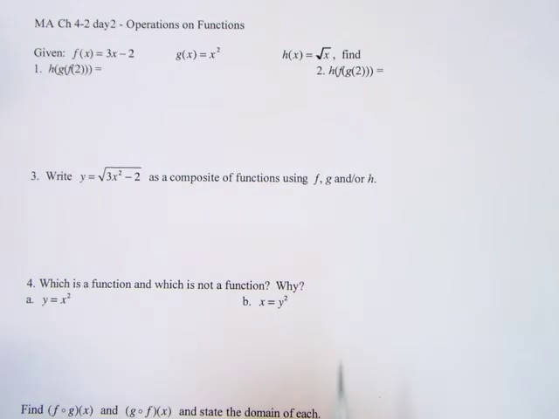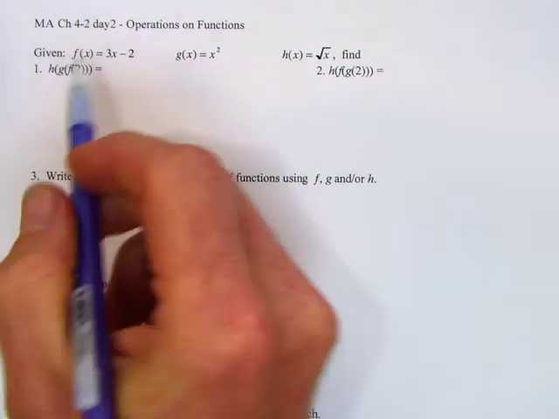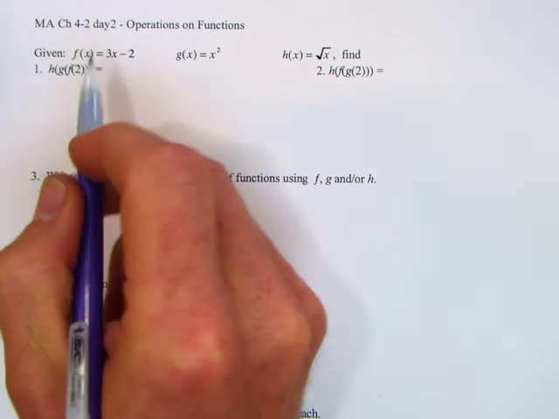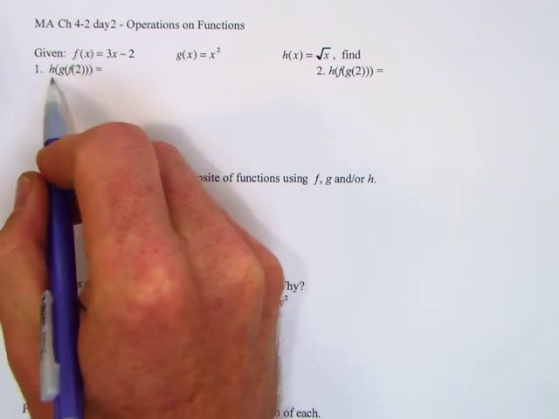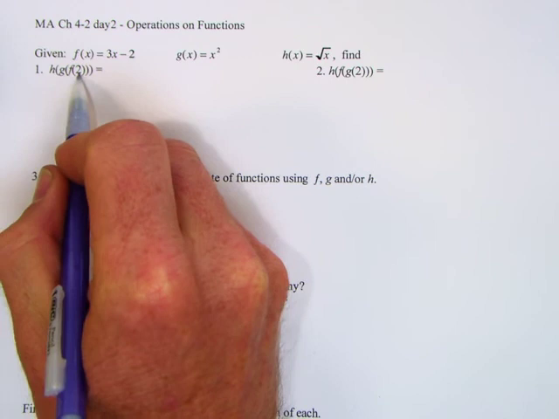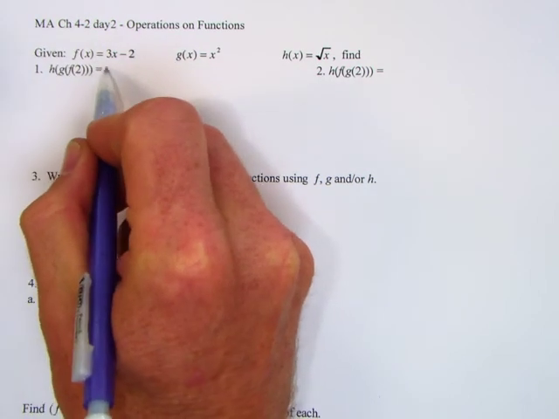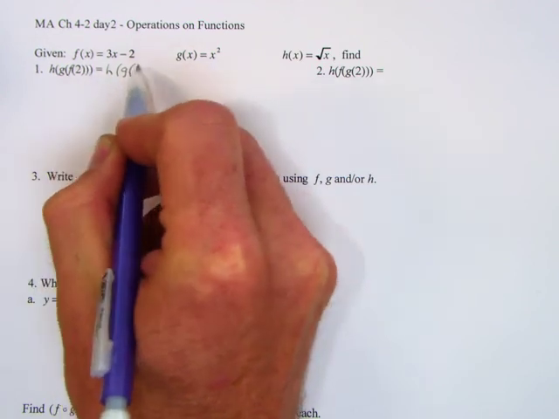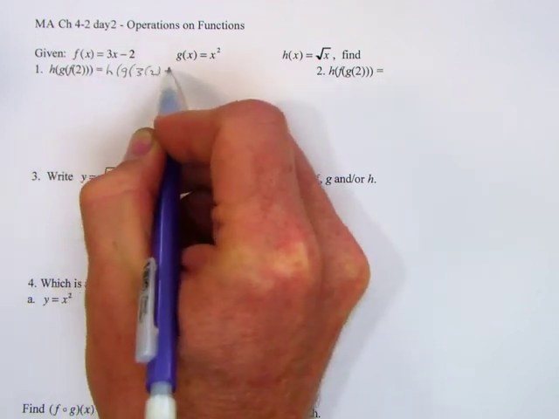The purpose of this one is to work more on functions, especially composite functions. Now, you've dealt with function notation before, and we've already been dealing with this for a bit too. Let's just take a look at h of g of f of 2. What we're going to do is deal with the innermost function first. h of g of f of 2: f of 2 will be 3 times 2 minus 2.